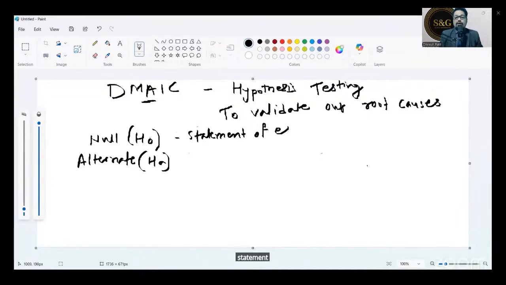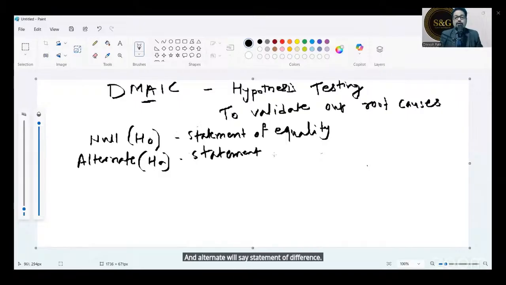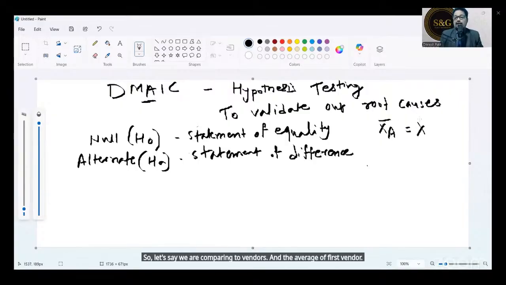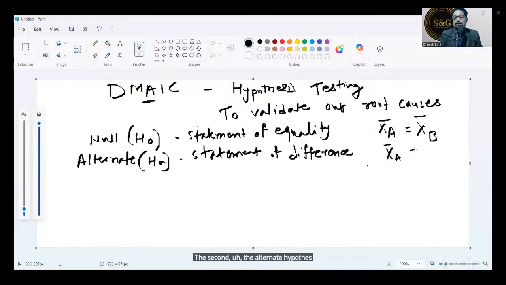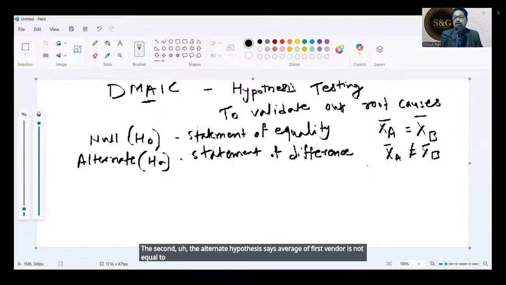Statement of equality, it will say that both are equal, and alternate will say statement of difference. So these are two exactly opposite statements here. So let's say we are comparing two vendors. In the null hypothesis we are saying that the average of the first vendor and the average of the second vendor are the same. The alternate hypothesis says the average of the first vendor is not equal to the average of the second vendor.